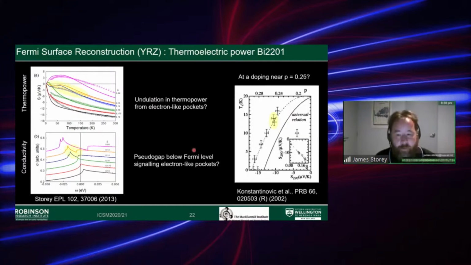So if we calculate this thermopower from the YRZ model, remembering that at the onset of the pseudogap it appears below the Fermi level, this leads to an undulation or a down-up-down temperature dependence in the thermopower. There's a very subtle hint of it in the data points, and note that this corresponds to a very high doping, near 0.25. And I'll come back to this point shortly.